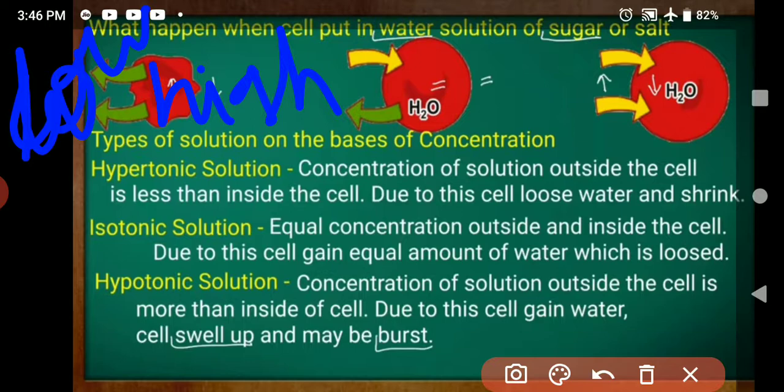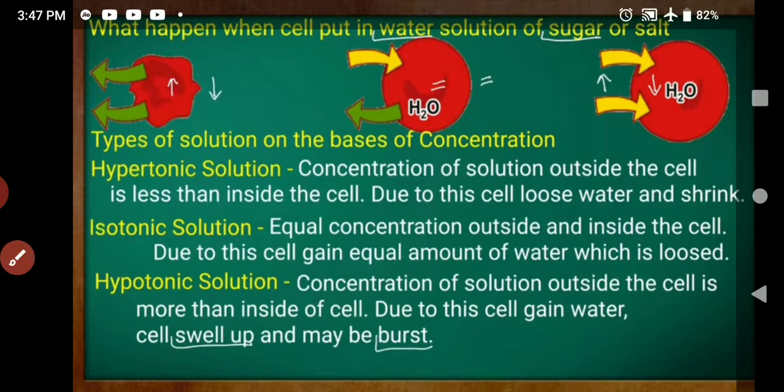So water moves from where to where? From high concentration to low concentration, which means water moves out of the cell. Water comes outside the cell. Water moves this way, from high concentration to low concentration region, and this is called hypertonic solution. Concentration of solution outside the cell is less than inside the cell. Due to this, the cell loses water and shrinks.